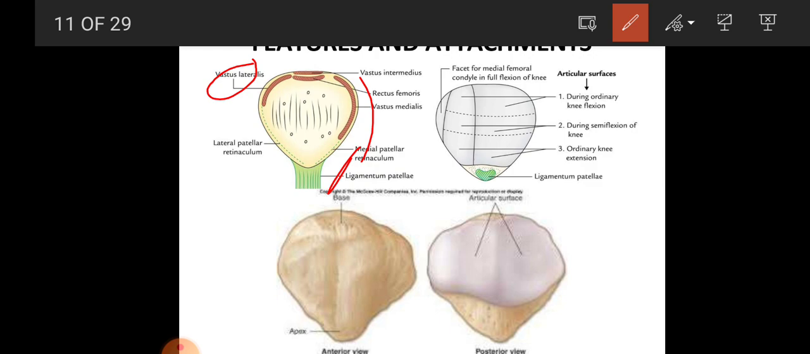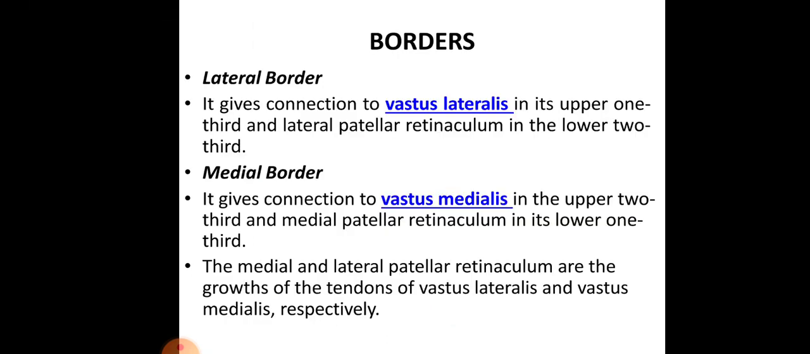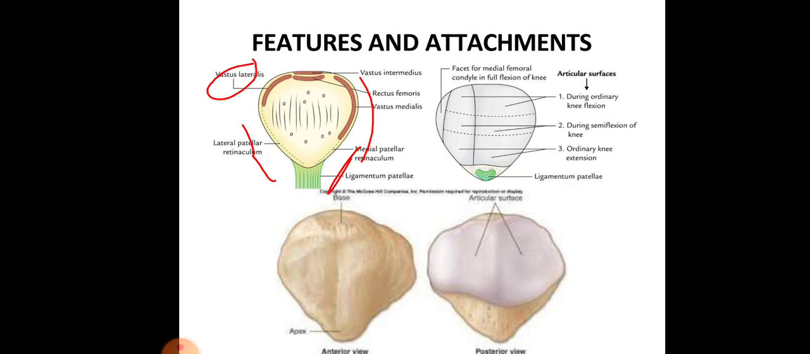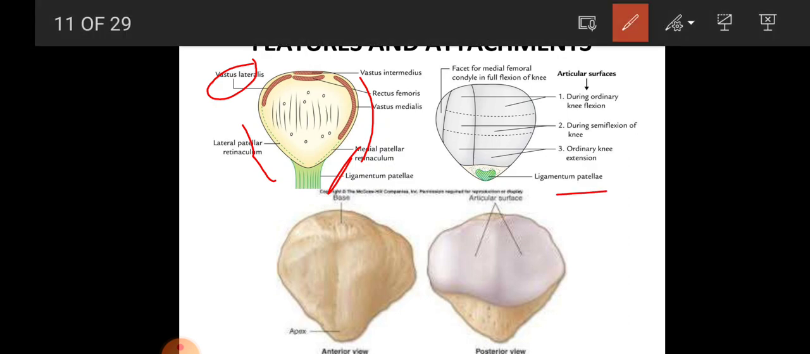Similarly, on the lateral border, the lower two-third part is occupied by the lateral patellar retinaculum. Lateral patellar retinaculum is again the extension of the vastus lateralis muscle. The medial and the lateral patellar retinacula are the growths of the tendons of the vastus medialis and the vastus lateralis respectively. And at the apex we can see the attachment of the ligamentum patellae. This is the ligamentum patellae, and on the posterior surface we have the two facets, the medial and the lateral articular facets. The lateral one is larger than the medial.